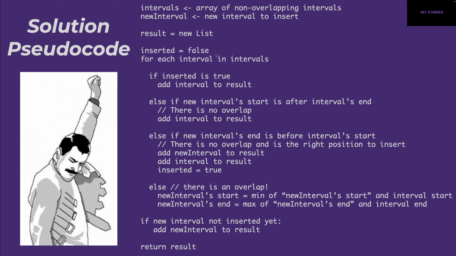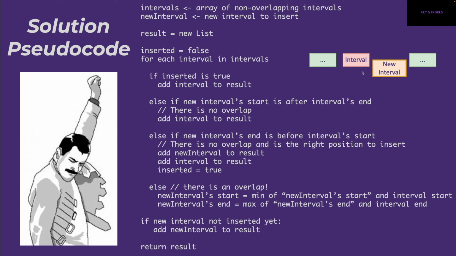yet been inserted. Now for each of the interval in intervals, the first thing we check is if the new interval has already been inserted. If it is, then we don't have to do anything. We just need to insert the remaining intervals into result, and that's what we do. Otherwise, we run into this case where the new interval's start, which is this part, is after the current interval that we are executing in the for loop. In that case, there is no overlap, and we can simply add the interval to our result.